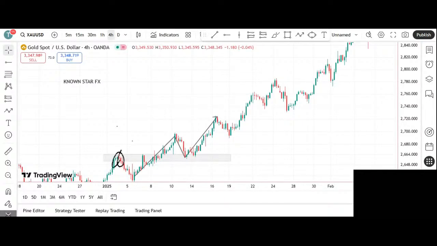Now, when market came to that support level, what were we supposed to do? Support is the same thing as floor, right? Were we supposed to buy or sell? I need an answer in the chat box. Immediately market came to that support level, were we supposed to buy or sell? I need an answer in the chat box.